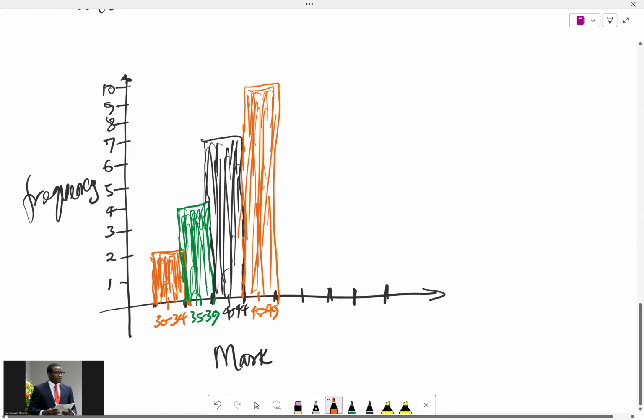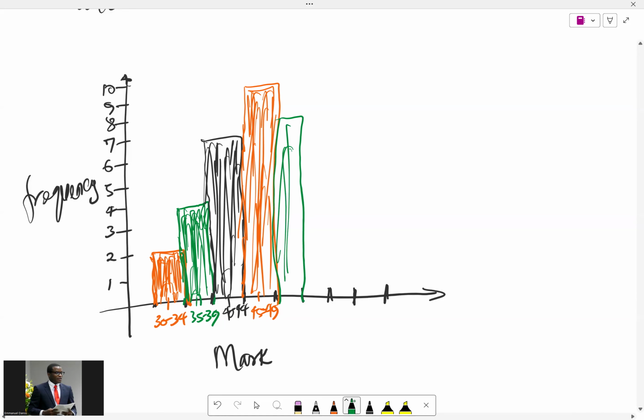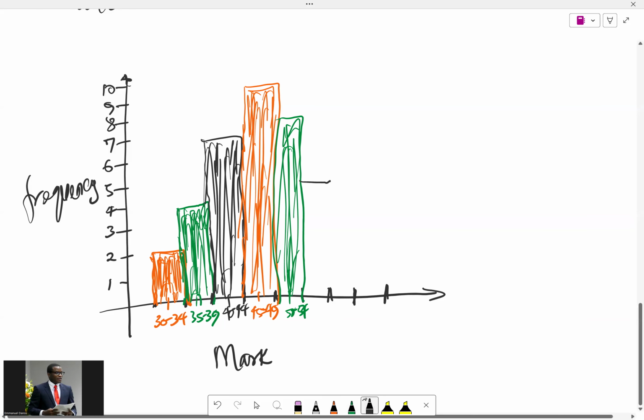45 to 49. Now we have 50 to 54. That's 8. 50 to 54 is 8. Let's go green on that. So that's 50 to 54. And then next we go back to black. That's 55 to 59. That's 5. So somewhere here. That's 55 to 59.